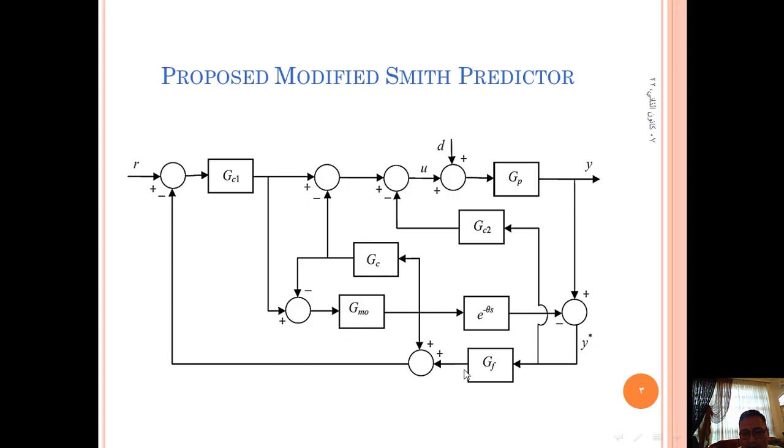A low-pass filter, here this is GF, with the transfer function GF equal to 1 by tau f s plus 1, is used to filter the signal y star. Here this is y star, the predicted signal, and we use the low-pass filter to achieve improved robustness.